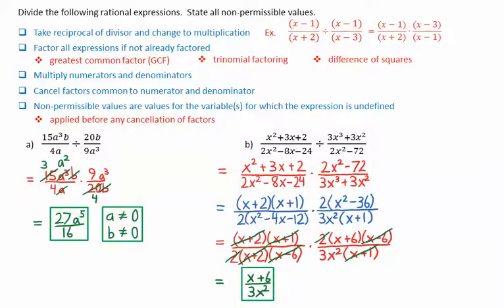Then, for the non-permissible values, we have to look at the denominator of the first expression, but we also have to look at both the numerator and denominator of the second expression. This gives all non-permissible values of negative 6, negative 2, negative 1, 0, and 6. Note the x equals negative 6 corresponds to x plus 6. Negative 2 corresponds to x plus 2. Negative 1 corresponds to x plus 1. The 0 corresponds to an x. And the 6 corresponds to an x minus 6.